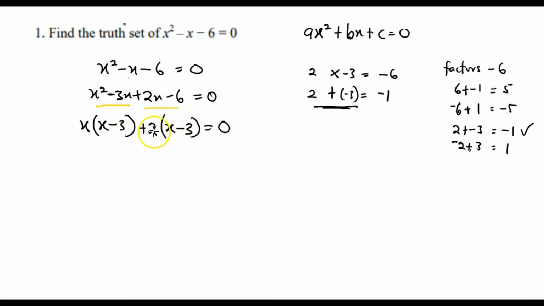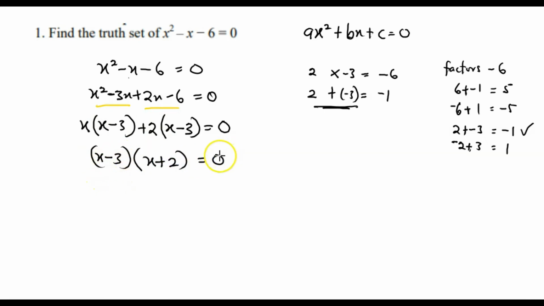Now we have a 2-term expression for the next line. So the common factor between them is x minus 3. And you can see x minus 3 is in the first term, x minus 3 is also in the second term. So we factorize out that term, and then now we can bring the other 2 factors together, which is x plus 2, then equal to 0.